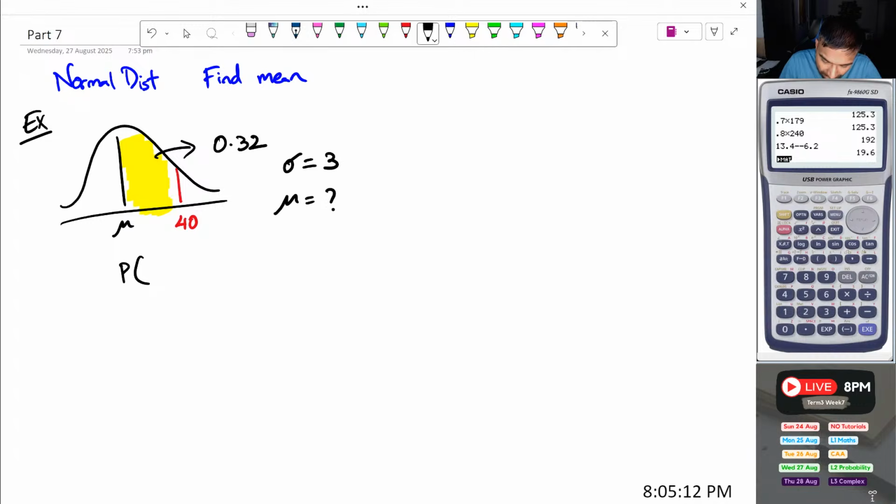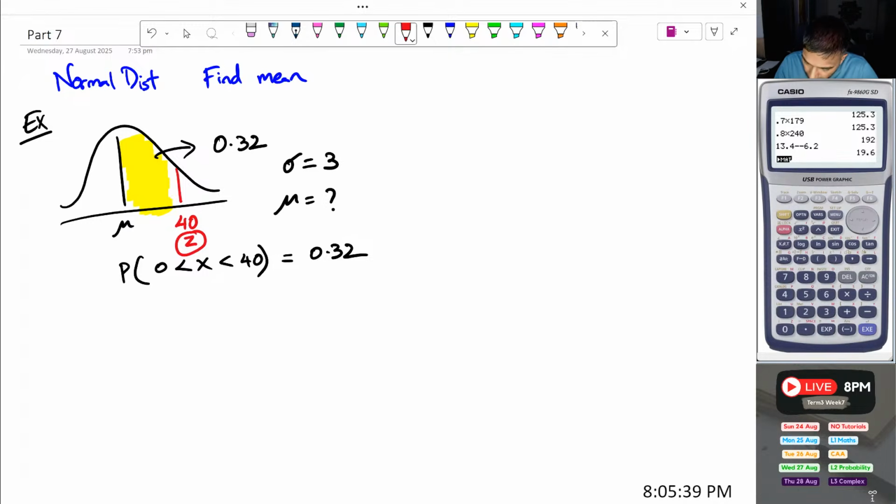So we know that we've got this value between 0 and x to 40 is equal to 0.32. So we know this for a fact. Now, the first step we need to figure out is the z value itself. So we've got to figure out what this z value here is going to be. So we need to do some inverse normal first.